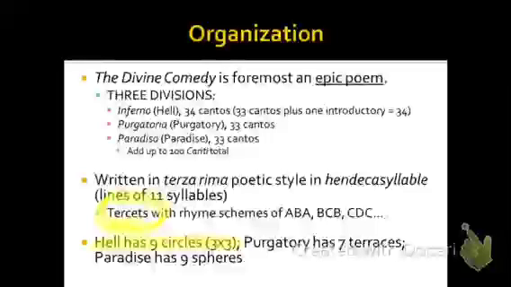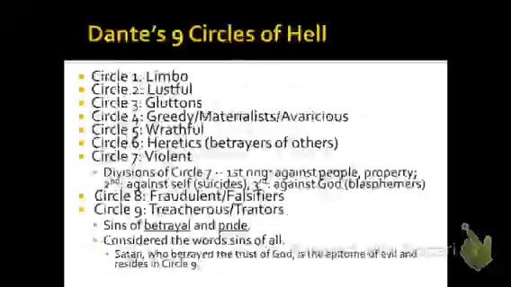Now, with all of this organization in mind, let's talk a little bit specifically about what we will be looking at with the Inferno. I mentioned that hell has 9 circles. Here is what each circle explores. Now there are 33 cantos once we get past the introduction, and so obviously multiple cantos deal with the same circle. Dante explores the 7 deadly sins across these 9 circles as he ventures in through hell.